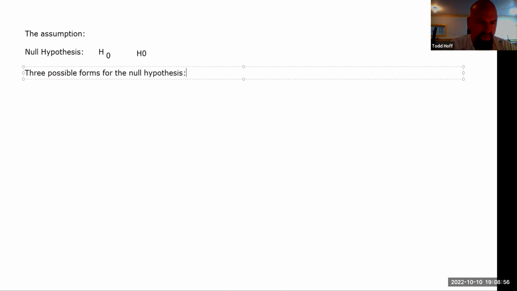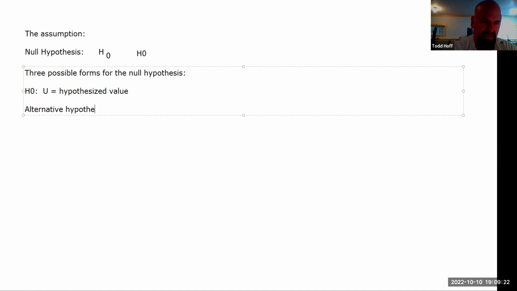So the first, that null hypothesis might be that the mean, I'm just going to use U instead of mu, I don't have a mu key. Remember, the mean is technically the Greek letter mu, is equal to some hypothesized value. If that is the case, then the alternative hypothesis, and of course we label that H1 since the null is H0, some textbooks label it HA for alternative, would be that the mean is not equal to the hypothesized value.